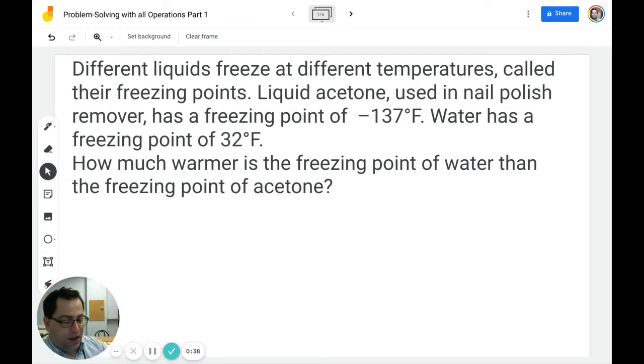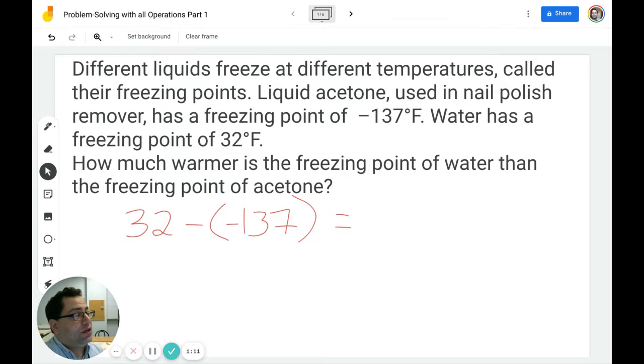So whenever they are asking you to find the difference between two numbers, it's most likely going to be subtraction. So you can see here, how much warmer is the freezing point of water than the freezing point of acetone is asking, well, what's the difference between these two numbers? So we are going to subtract. So we start with 32, and we're going to subtract negative 137.